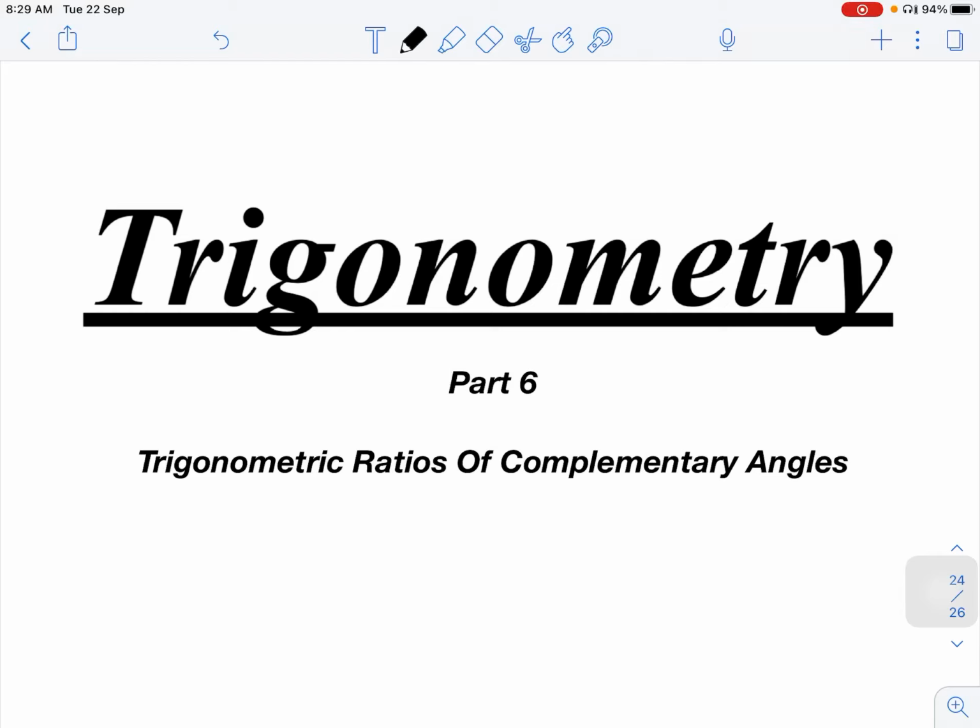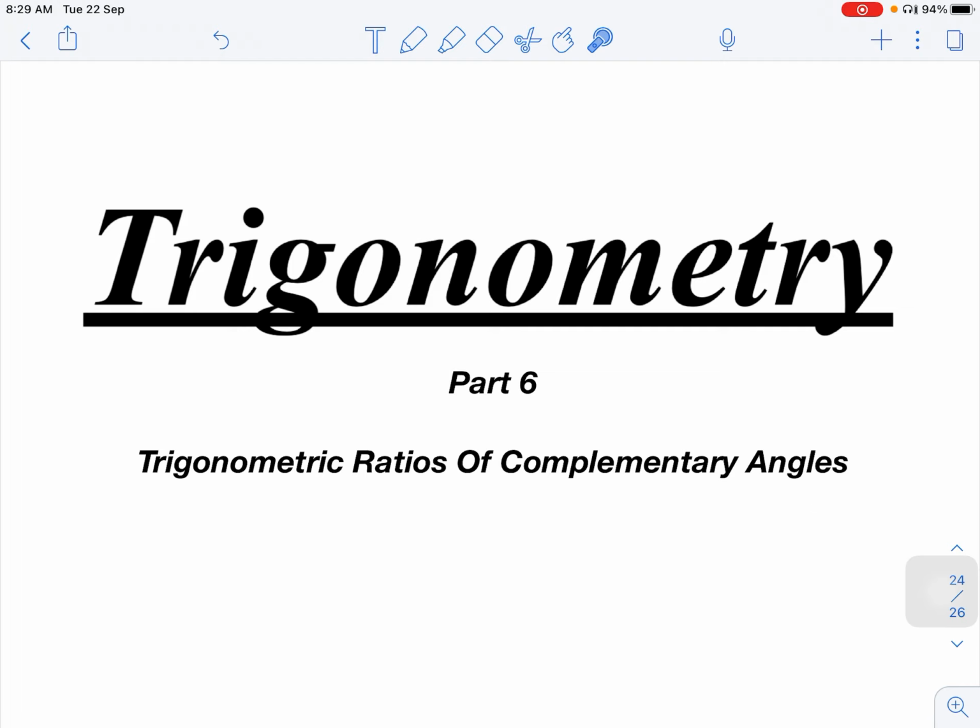So, hello students. Today we are going to learn part 6 of chapter number 8, that is trigonometry, introduction to trigonometry. In the previous part we have learned about some trigonometric ratios for some specific angles. Now in this class we are going to learn trigonometric ratios of some complementary angles.